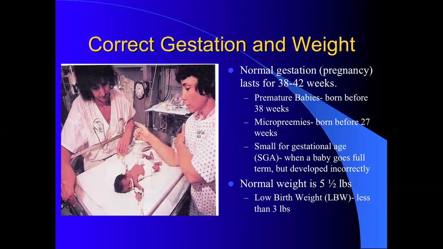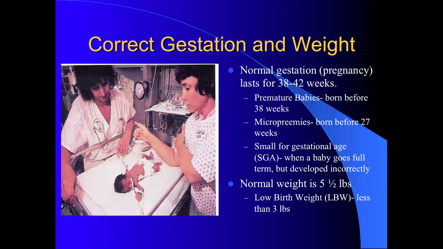Now, what is considered normal weight for a baby? We say normal weight for a baby is 5.5 pounds. Now, that doesn't mean that the average child that's born is 5.5 pounds. The average child born is actually around 7.5 pounds, but we still consider it normal weight at 5.5 pounds. But the technical term for low birth weight is even less, which is a child that's born less than 3 pounds. So these are different terms you want to understand about birth and that process.